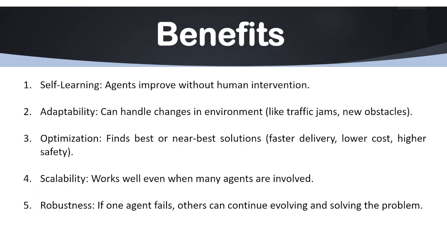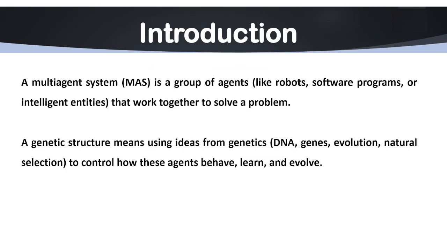Now if we talk about some examples. The first example can be, imagine we have 10 delivery robots in a city. Each robot has some genetic code, right? That defines how it chooses the fastest route, how it saves the battery, how they avoid the traffic. Every robot learns from their experience.